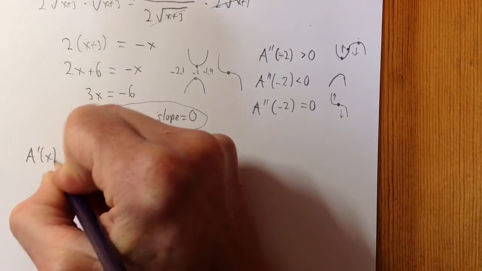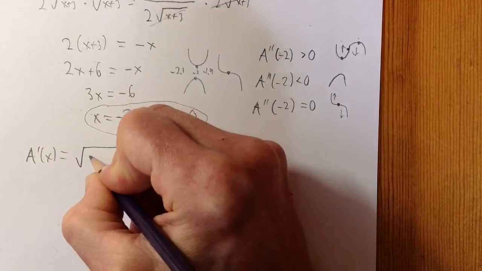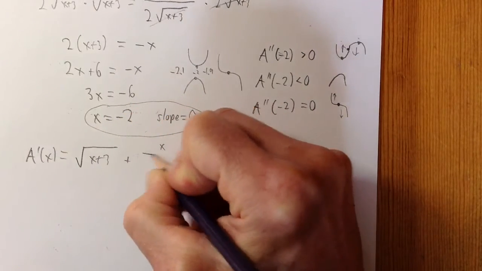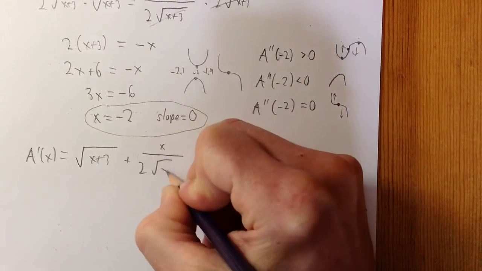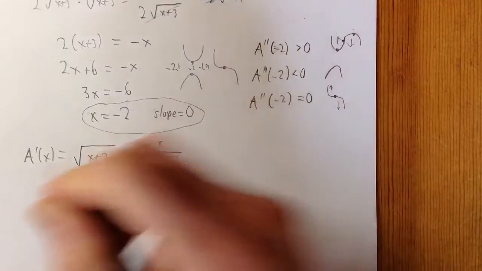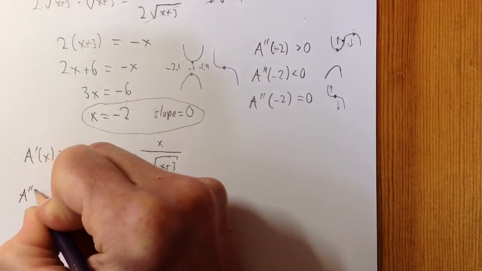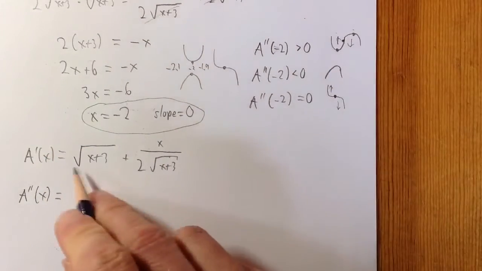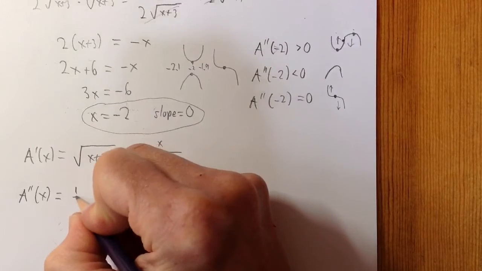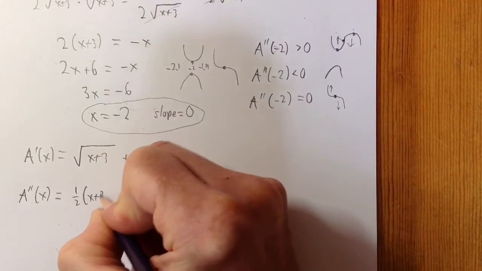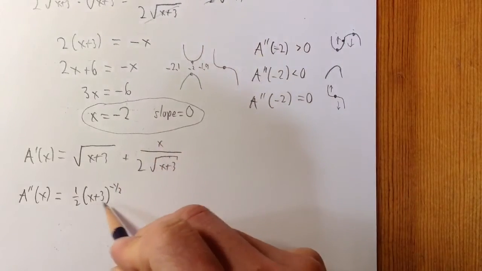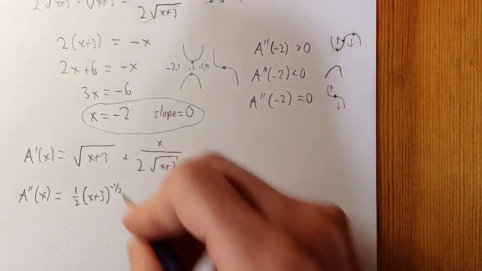f prime of x is equal to the square root of x plus 3 plus x over 2 square root of x plus 3. Now we've got to take the derivative of that. Looks like it's going to be some work, so take a deep breath. This part's easy. That's 1/2 (x plus 3) to the negative 1/2, and we're done, times the derivative of what's inside, which is just 1.